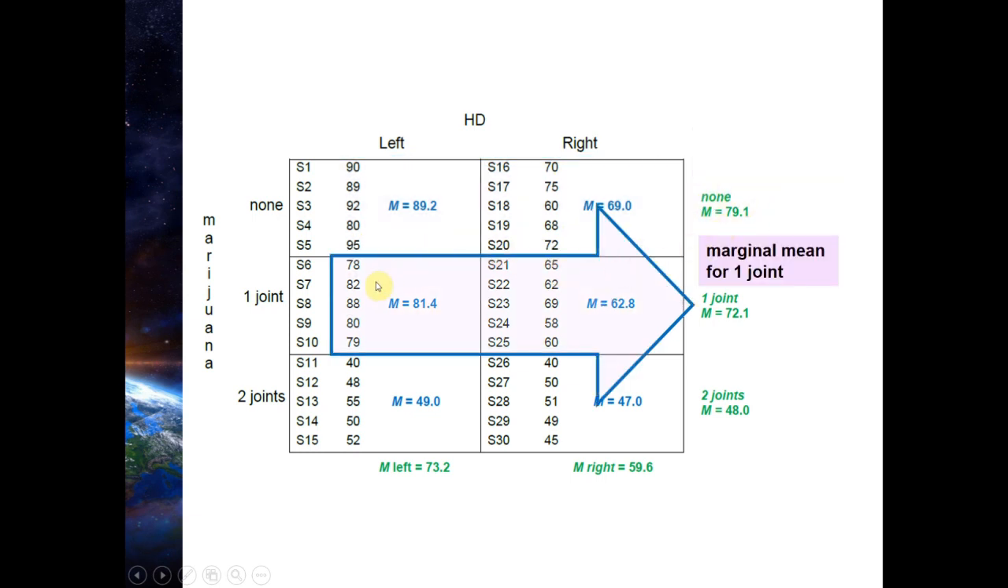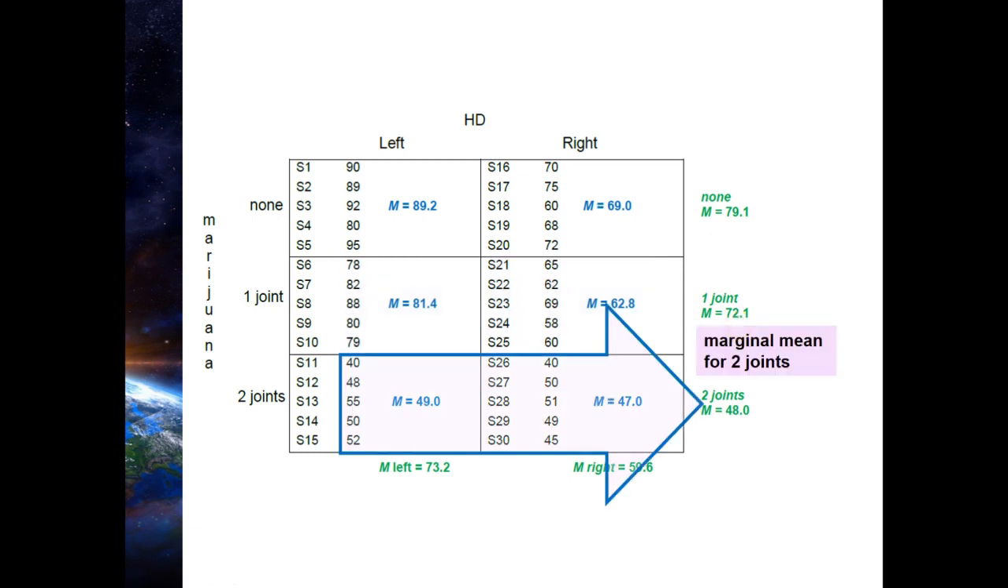Then we're going to do the same thing, but this time for the one joint group. We're going to look at all the scores in this row. All right, so it's all of these scores and these scores. We're going to calculate the mean of all of them. And this is going to be the marginal mean for the one joint group. And then again, we do this for the two joint group. So again, we're looking across the row. We calculate the mean of all these scores, and that gives us the marginal mean for the two joint group.